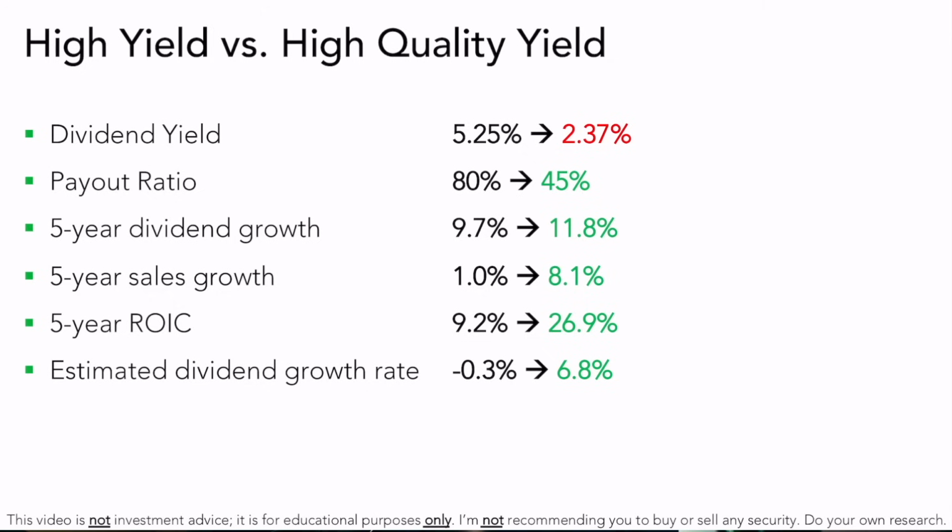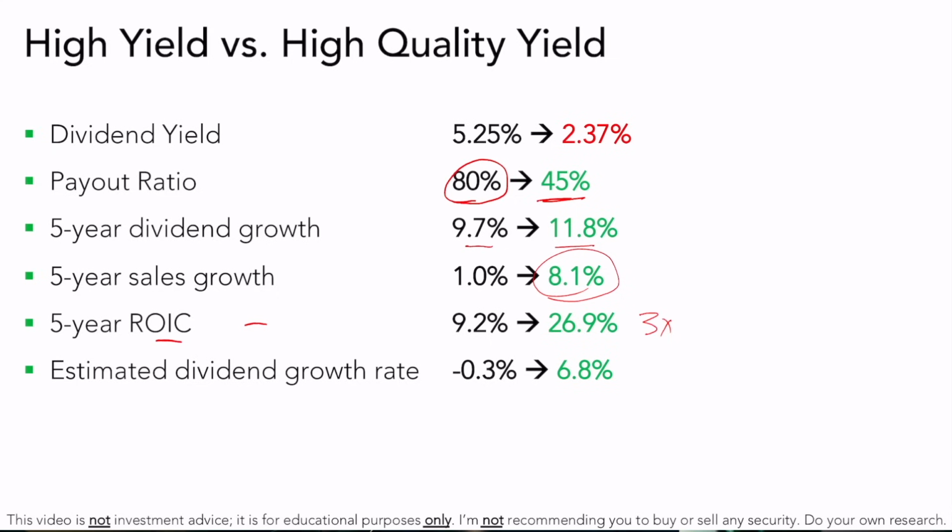Our payout ratio of the new 30 stock portfolio, which I'll show you in a second, declined from 80% in the original portfolio to 45%. So we're almost twice as sustainable on today's dividend. The 5-year historical dividend growth rate increased from 9.7 to 11.8. The sales growth went up more than 8 times to 8.1%. The 5-year return on capital went up nearly 3 times.